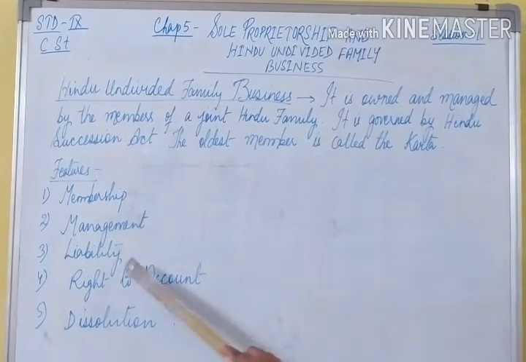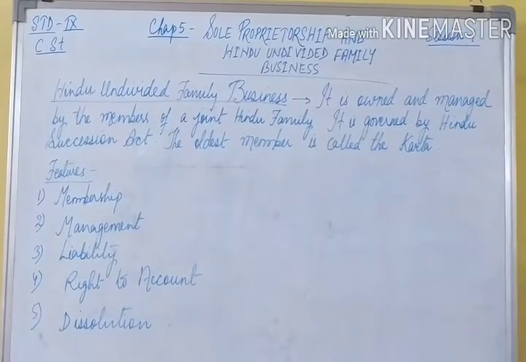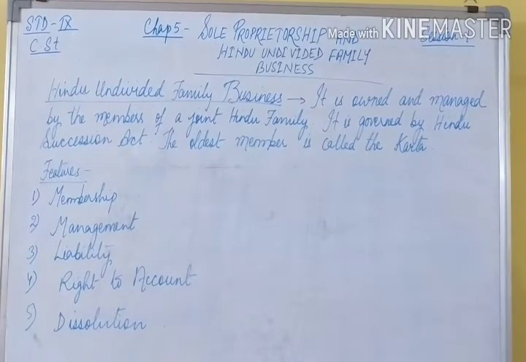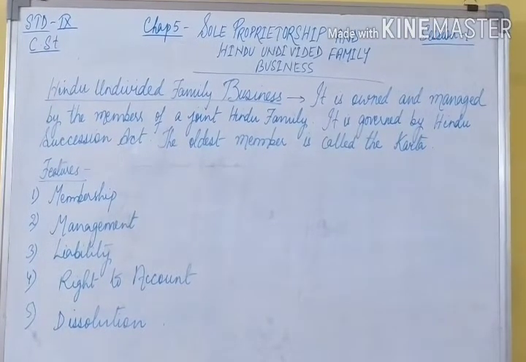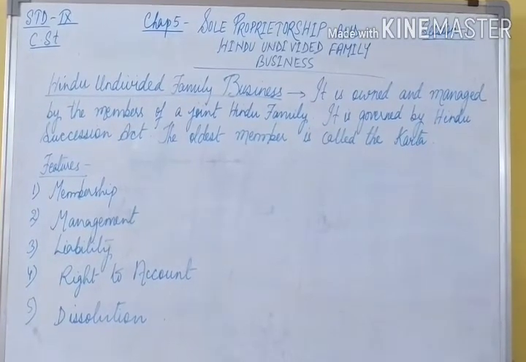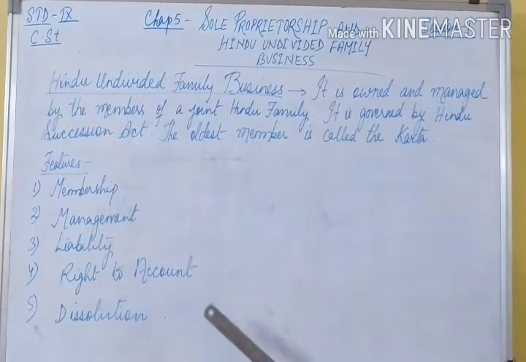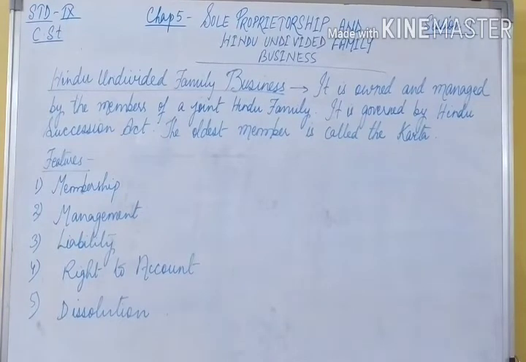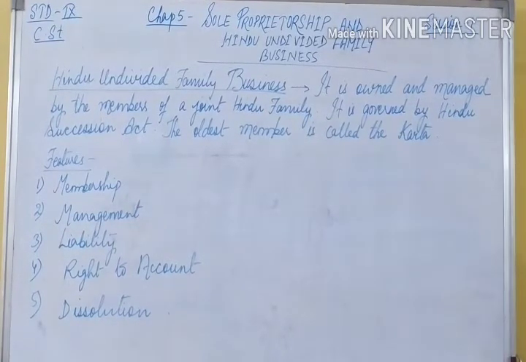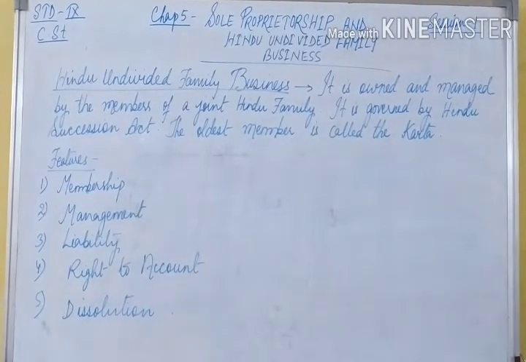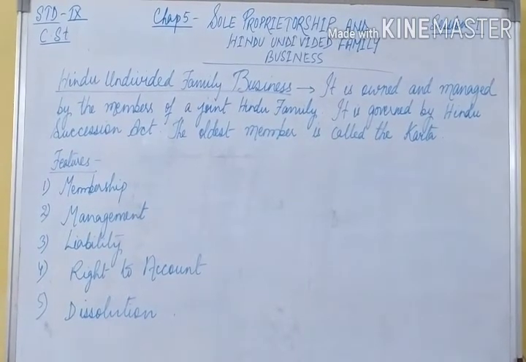Liability, the third point. The liability of the Karta is unlimited. The liability of other members is limited to the extent of their share in the property of the family business. So every member has a certain share in the family business, and according to their share, their liability is there. Right to account. Co-partners are not entitled to inspect the accounts of the business. However, a co-partner who is leaving the family business can demand accounts from the Karta. If any one of the members wants to leave the business, then he can demand the accounts from the head member, that is the Karta.